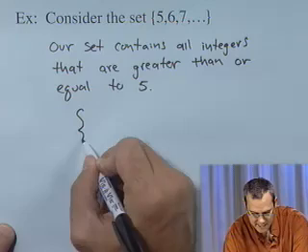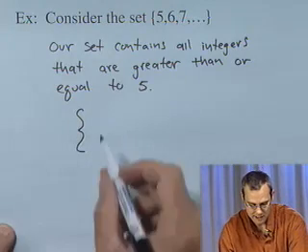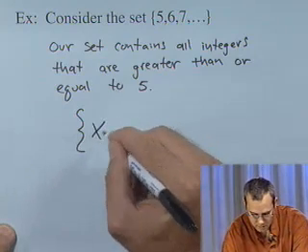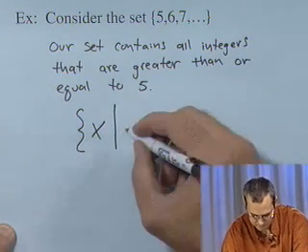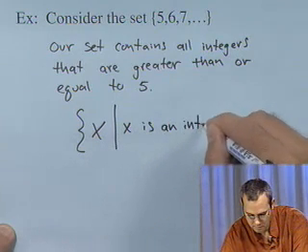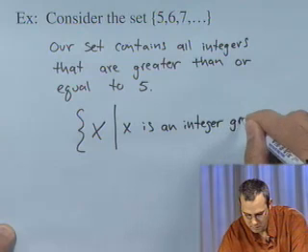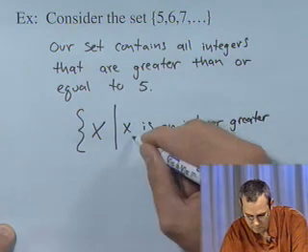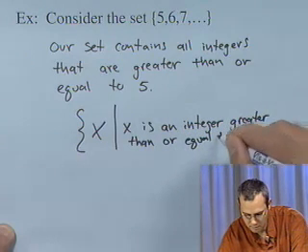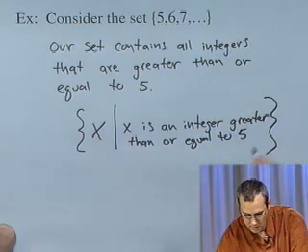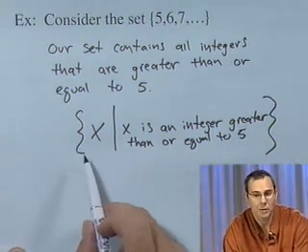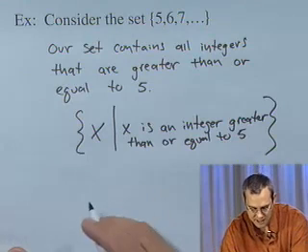Oftentimes we'll see this exact same set written this way. Okay, so again, my curly braces means that I'm going to have a set. Or equal to 5. And I'll go ahead and show you what this notation means. Again, we start with our curly braces. What this notation means is this.